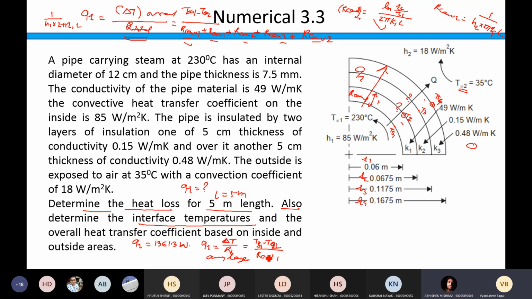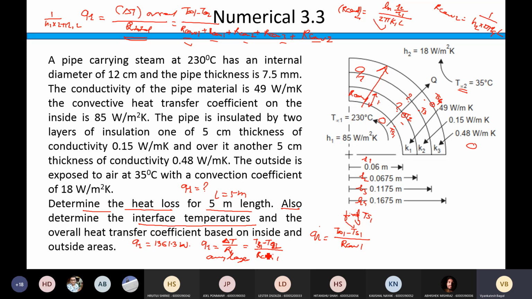Hello? Yes, sir. Sir, how to find TS1? Can you show? Okay. So TS1 is not given. Before that you have to apply this equation to the convection part. You can write the same expression, QR is T infinity 1 minus TS1 divided by R convection 1, and from this find TS1. Clear? Yes, sir, got that.